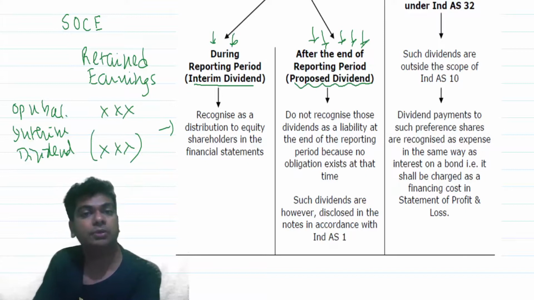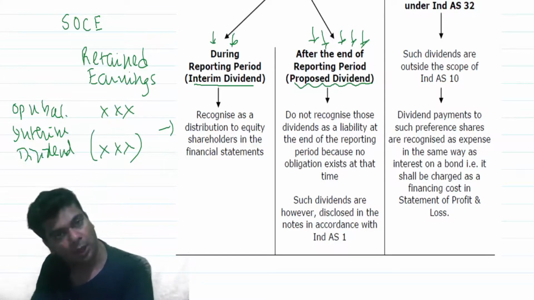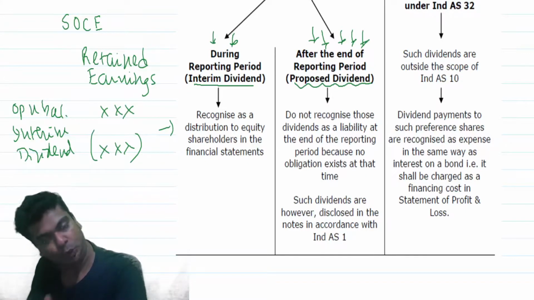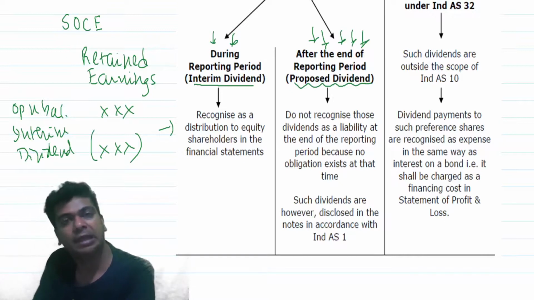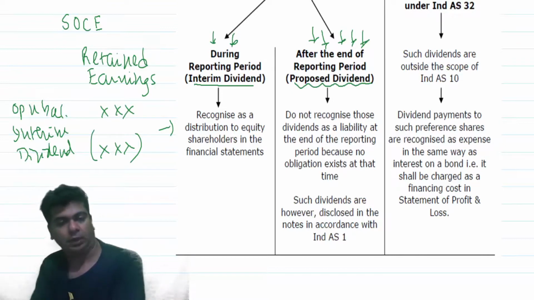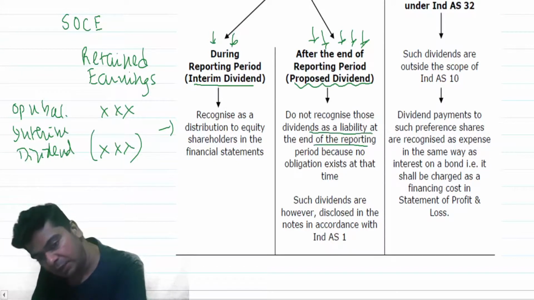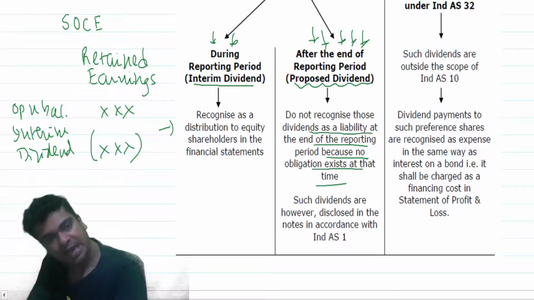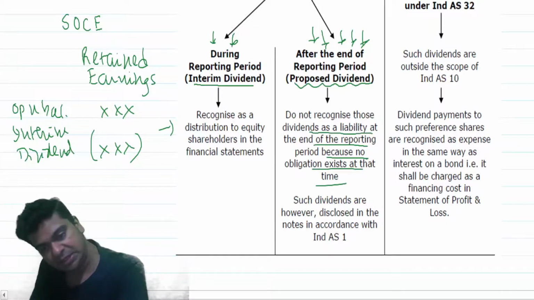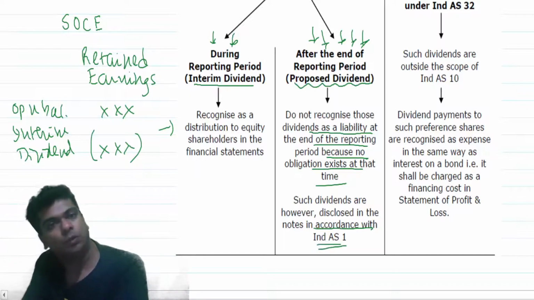You should provide disclosure in your notes. Ind AS 1 requires disclosure in respect of any proposed dividend. Do not recognize those dividends as a liability at the end of the reporting period, because no obligation exists at that time. Such dividends are, however, disclosed in the notes in accordance with Ind AS 1.